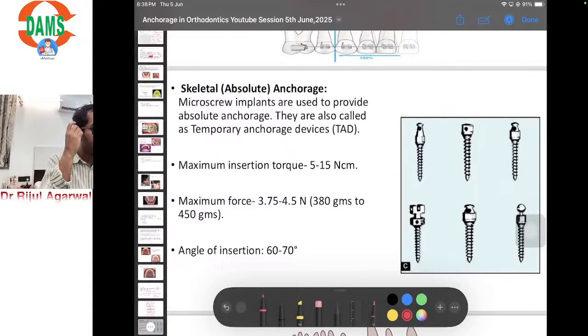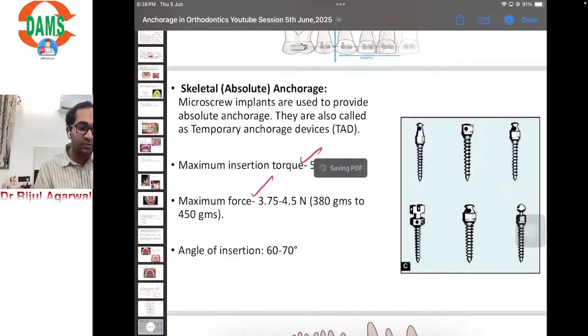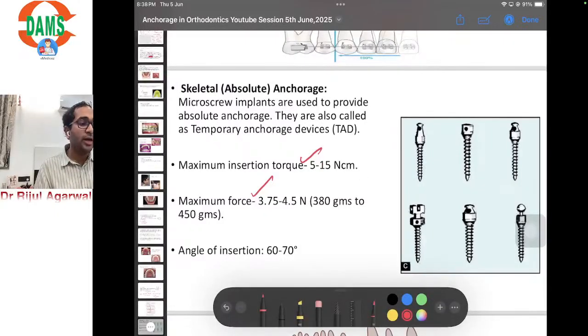So I am going to discuss temporary anchorage devices or TADs. The maximum insertion torque is 5 to 15 Newton per centimeter. The maximum force which we can exert while inserting them is 380 to 450 grams or 3.75 to 4.5 newtons. And the angle of insertion is 60 to 70 degrees with respect to the bone present. I'll explain the method of insertion in the upcoming slides.